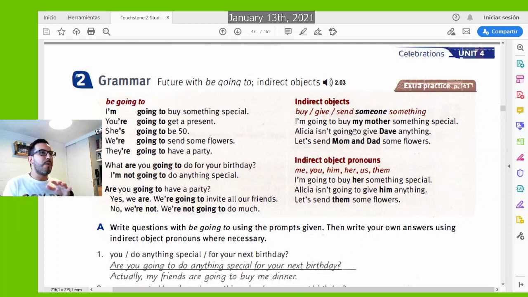So, I'm going to buy my mother something special. And something special is a direct object, okay? Because something special is what I am going to buy. Yeah, my mother. Is it clear? Do you understand?